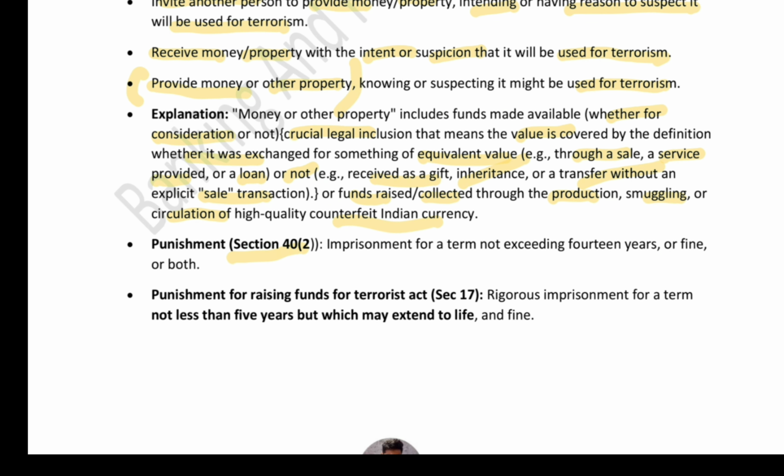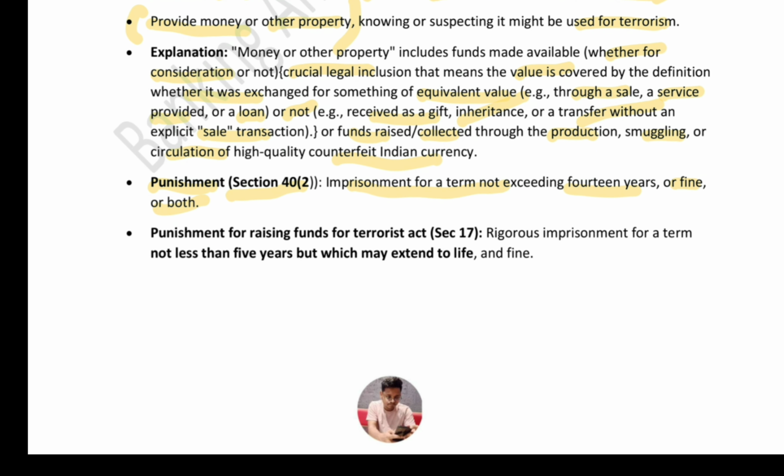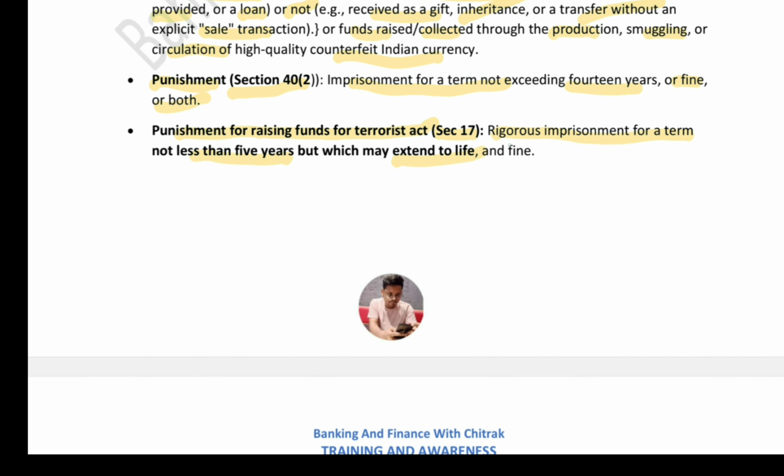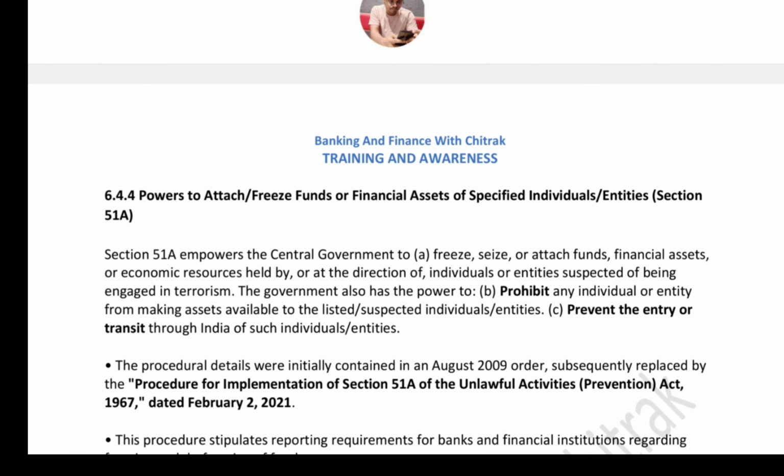Then Section 40 part 2 describes the punishment, which is imprisonment for a term not exceeding 14 years or fine or both. Also, punishment for raising funds for a terrorist act is mentioned in Section 17. It includes rigorous imprisonment for a term not less than 5 years, which may also be extended to life, and fine is also included.